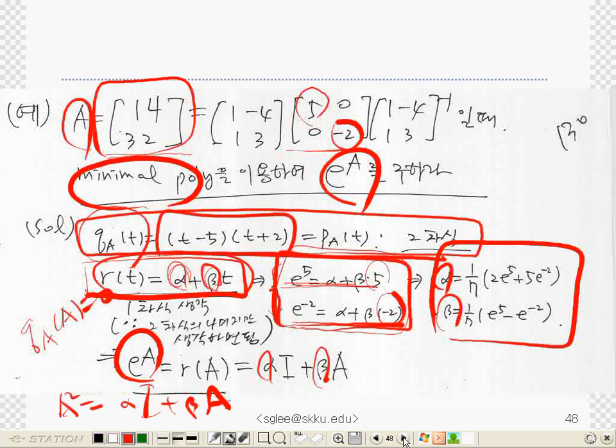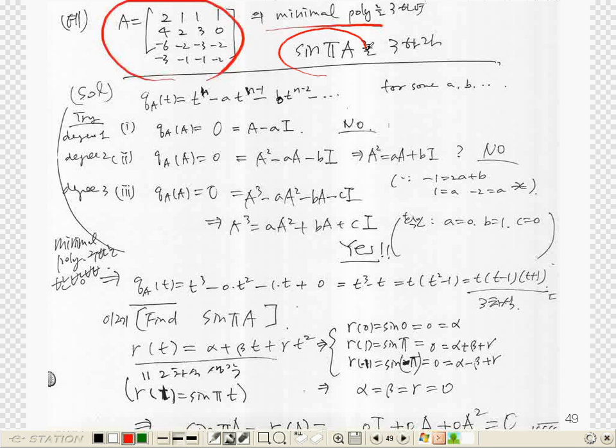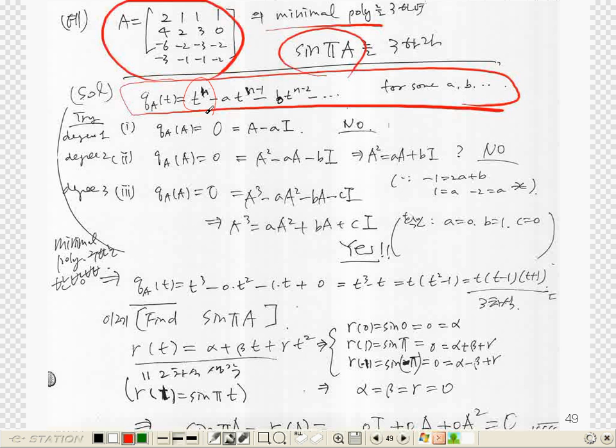Okay. I will show some others. For example, suppose A is this matrix, and find the minimal polynomial. Then we can find sine pi of A. This is a way of finding a minimal polynomial. Q of A can be written in this way. The degree cannot exceed the size of that matrix. So try the polynomial of degree 1, degree 2, and degree 3, none more than degree 4, we know it. Okay?